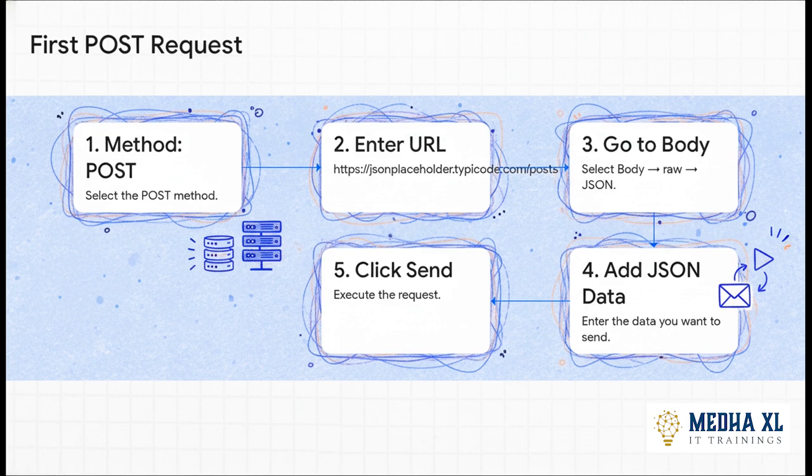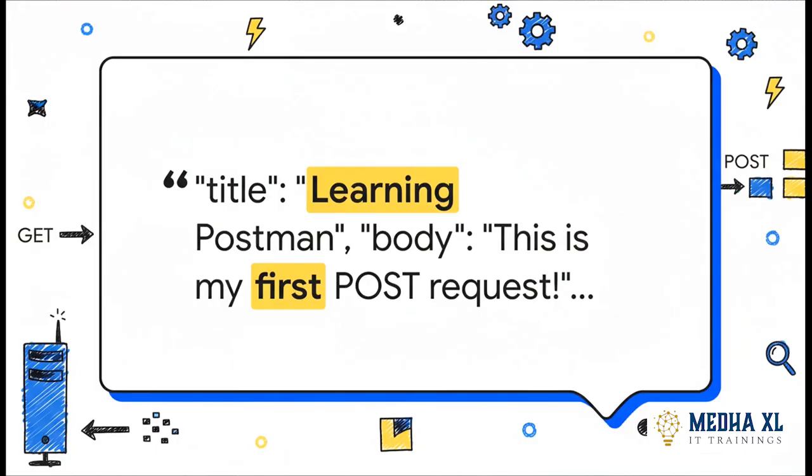We're going to go to the Body tab. From there, we'll select Raw and make sure the format is set to JSON. This is exactly where we'll write our data. Here's the exact data we're going to send. It's just a simple JSON object with a title, a body, and a user ID. You can type this or paste it directly into Postman's body editor. All set? Okay, let's hit send.